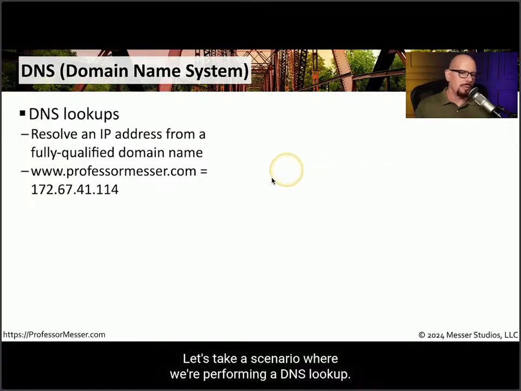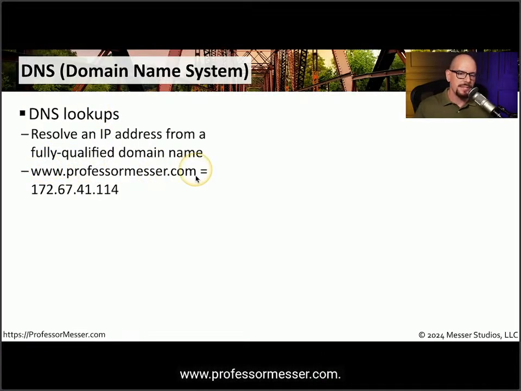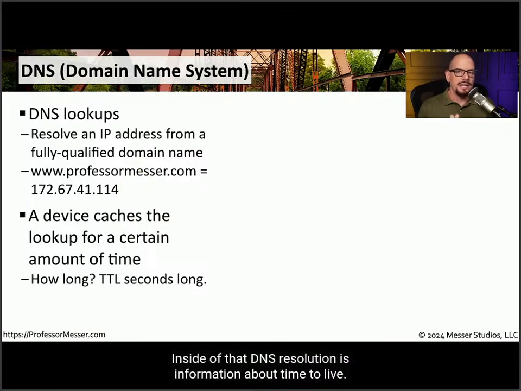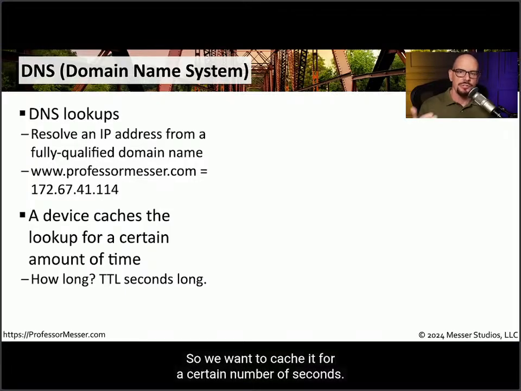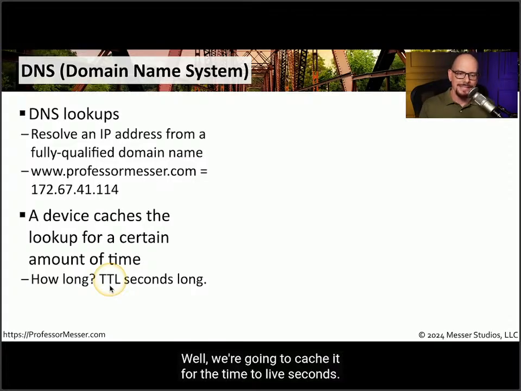Let's take a scenario where we're performing a DNS lookup, and you can do this yourself by using NSLookup or dig, and you can resolve or look for the device www.professormesser.com. And your DNS server will return some type of IP address associated with the Professor Messer web server. Inside of that DNS resolution is information about time to live. This tells us how long we should cache this local entry on our system. So if we want to cache it for a certain number of seconds, how many seconds? Well, we're going to cache it for the time to live seconds.